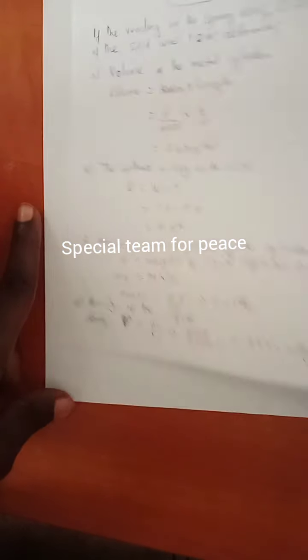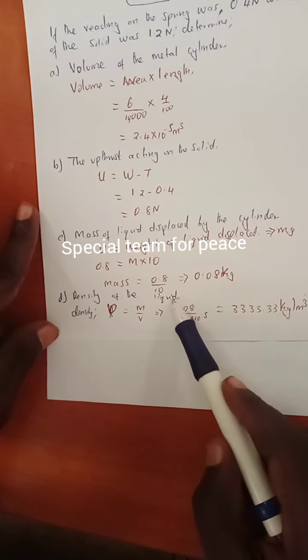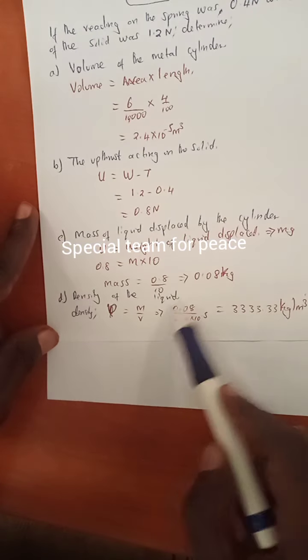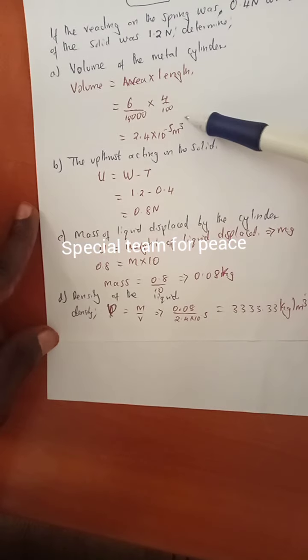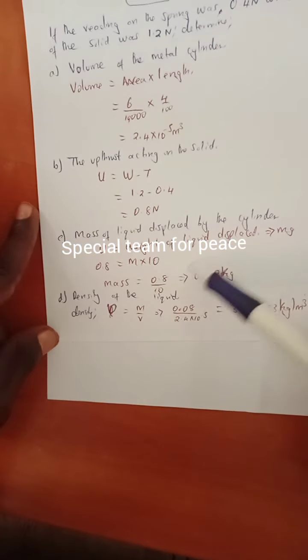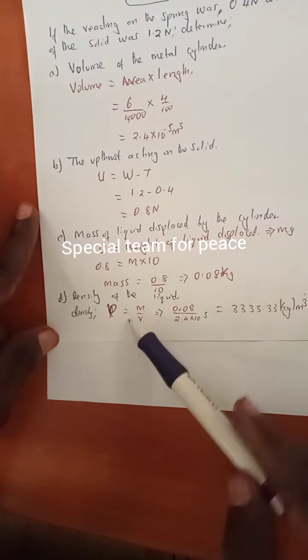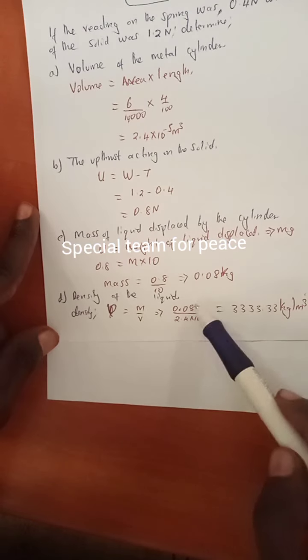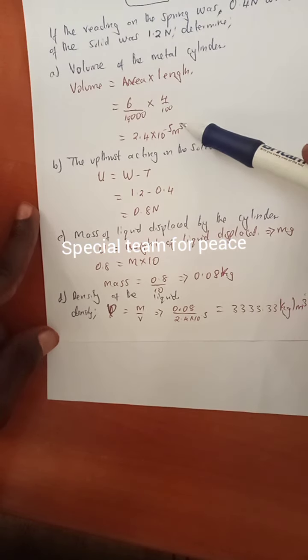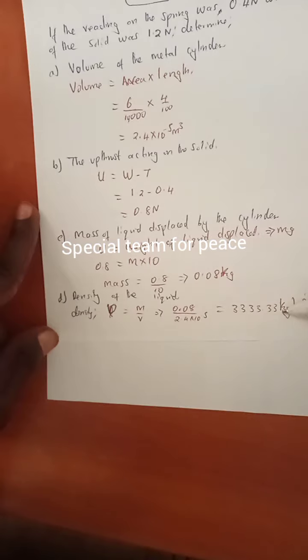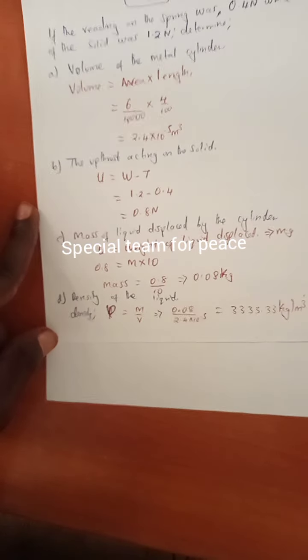So the last part is the density of the liquid. For the density of the liquid, you have the mass, then you have the volume here. Density is given from this mass and this volume. Density is given by mass over volume. So take this mass, then divide by this volume to get the density of the liquid.